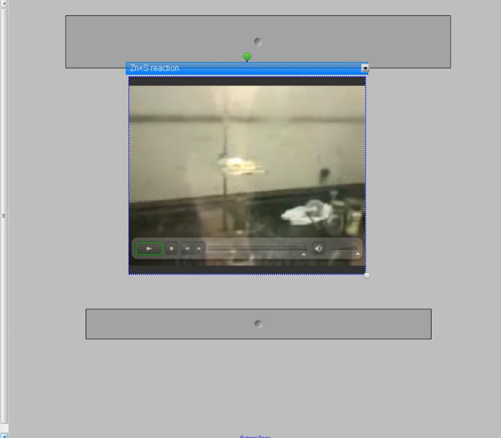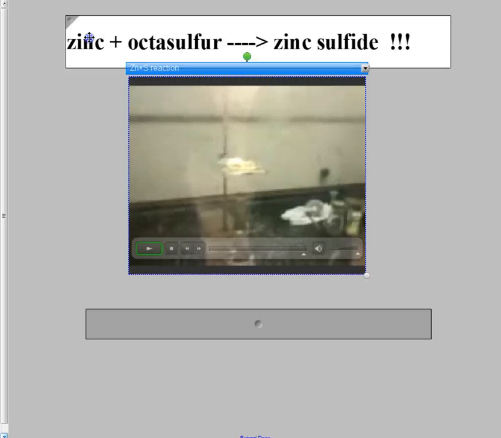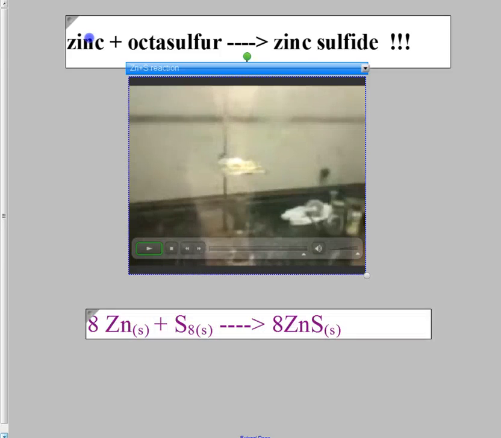All right, so what chemical reaction was that? Well, it was the synthesis reaction of zinc and sulfur. It's octasulfur, a yellow solid, combined with metallic zinc forms in a spectacular fashion the ionic compound zinc sulfide. It's very exothermic, gives off energy. The balanced chemical reaction, which represents that process, is shown here.